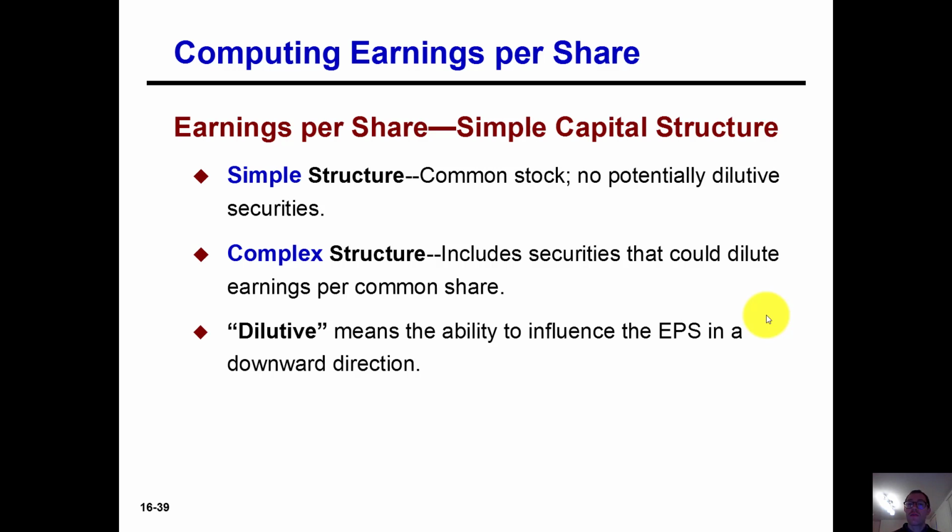Another dilutive security is a stock warrant. So it's important to see it's not just companies with convertible bonds. Most companies have some number of stock options outstanding. It's important to know that if everyone exercised them, what would the earnings per share be?